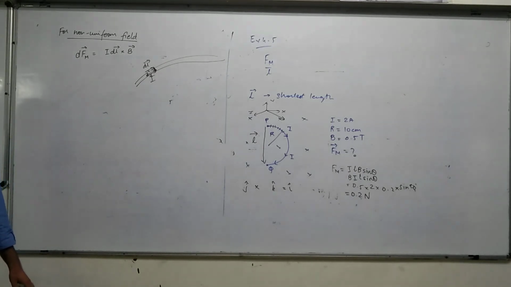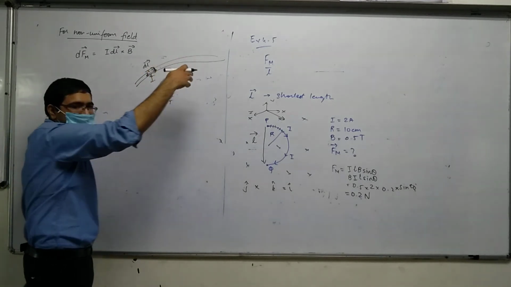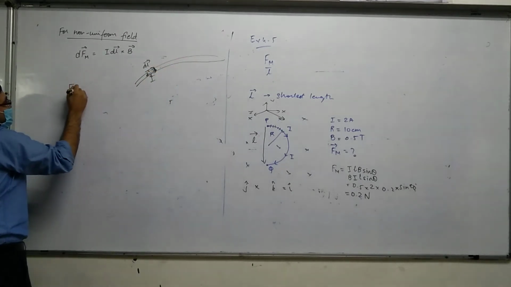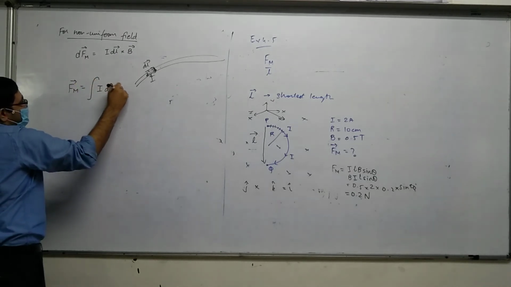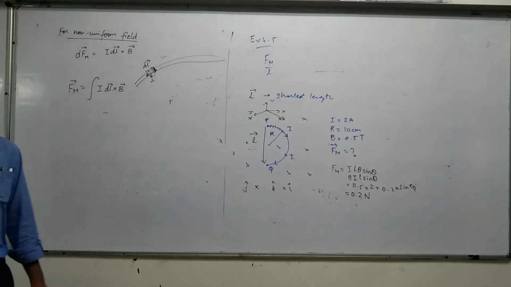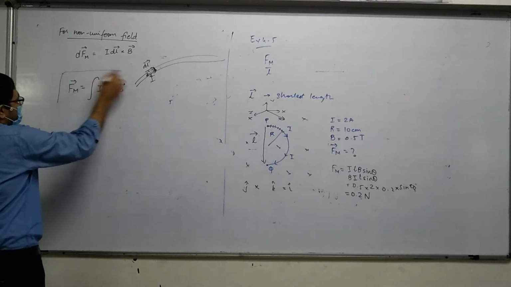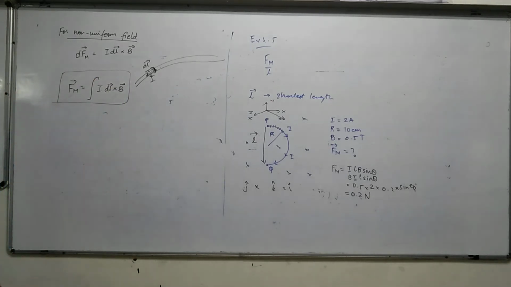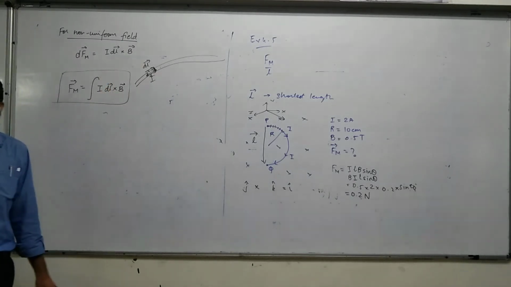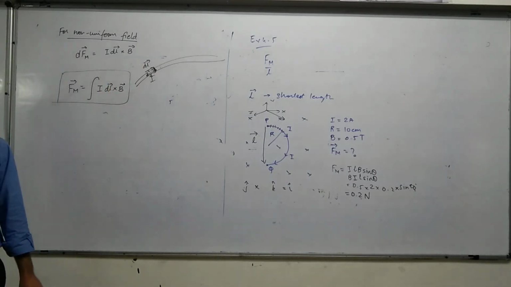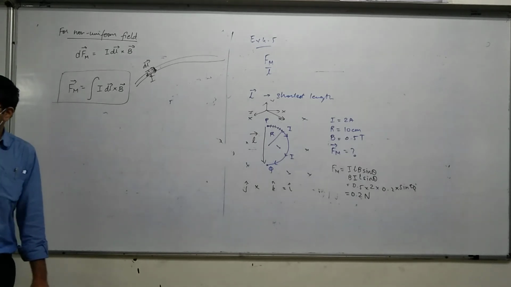This is the small force, and then there are others next to it, everywhere. So if you want to find the total force acting on it, it is going to be the integration of I dl vector cross B vector. Understood? This is the most general formula of magnetic force on a wire. Take a small part, find the force, and then integrate to get the answer.